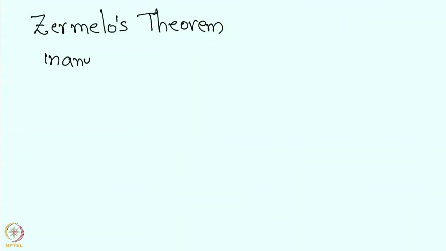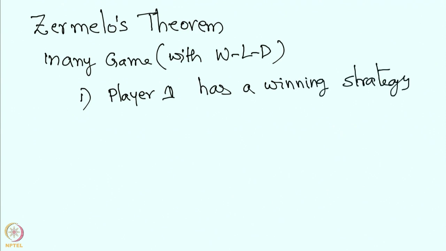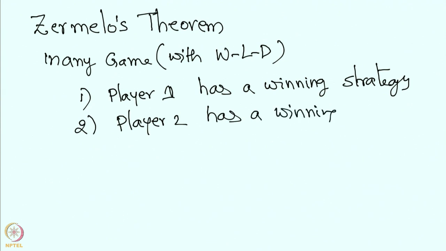So what it says is that in any game with win, loss, or draw outcomes, player 1 has a winning strategy, or player 2 has a winning strategy, or the game ends in a draw.